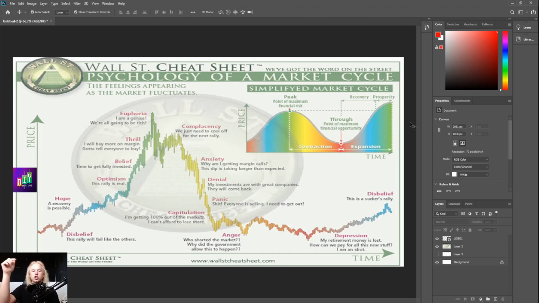In my opinion, this is a chart that everybody should have on file. Anytime you can, just look at this and scan over the rest of the cryptocurrency markets, because you're going to be able to find this pattern over and over and over again. And this is just the emotional psychology of a market cycle.